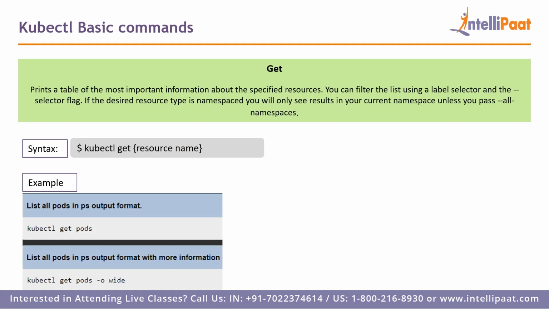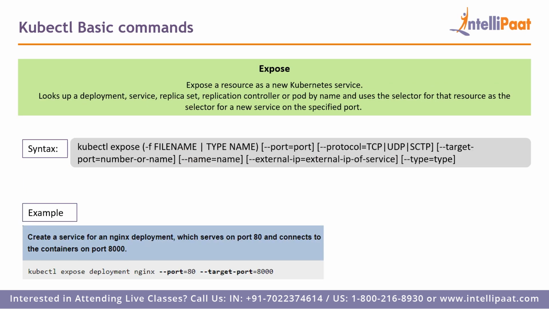So we got done with get, right? The next one is expose. What you can do with expose is this: whenever you have a Kubernetes service running, by default it is on the cluster IP interface, and your deployments which are not exposed are not reachable externally. So if you wanted to expose a resource as a service to an external point, then you use the command expose. Basically it looks up a deployment, service, replica set, replication controller, or a pod by name, then uses the selector for that resource as a selector, and it sends it to a new specified service point.